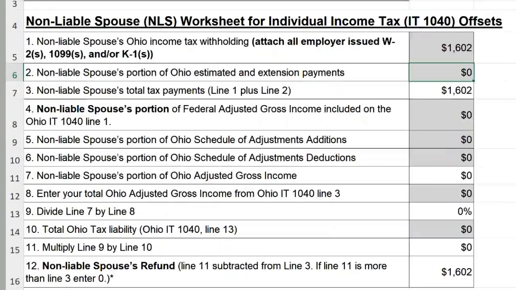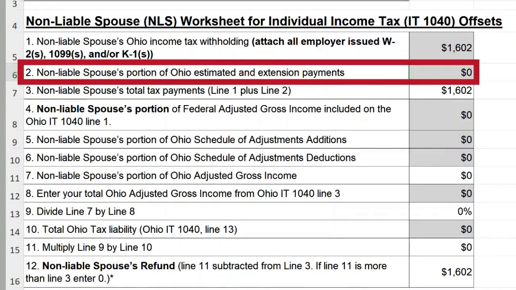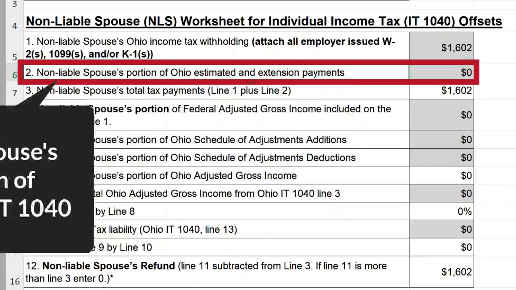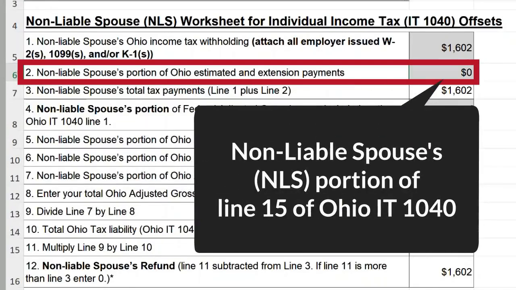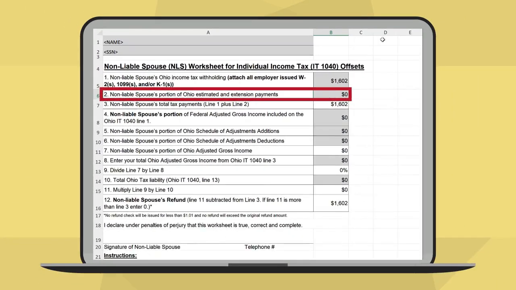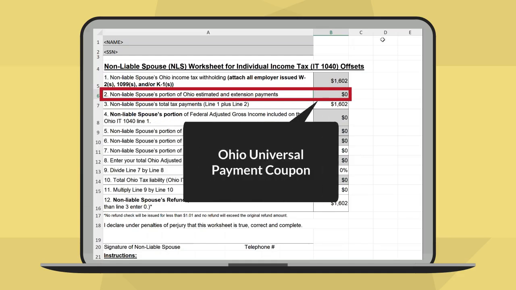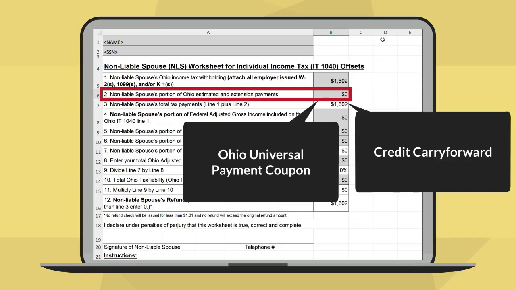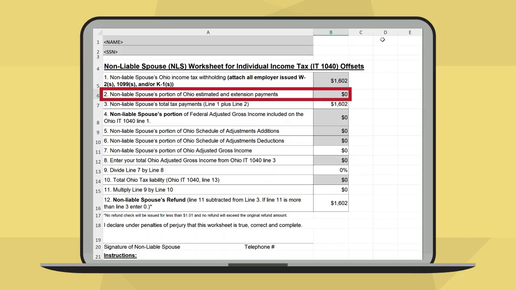Let's now move to line 2. Here enter the non-liable spouse's portion of Ohio estimated and extension payments. This is your portion of the amount found on line 15 of the Ohio IT 1040. This will go on to line 2 of the worksheet. These amounts include any estimated or extension payments you made using the Ohio Universal Payment Coupon, or OUPC. You should also include any credit carryforward from your previous year's refund. For our example today, this line will remain at 0, so no changes are needed to the form.